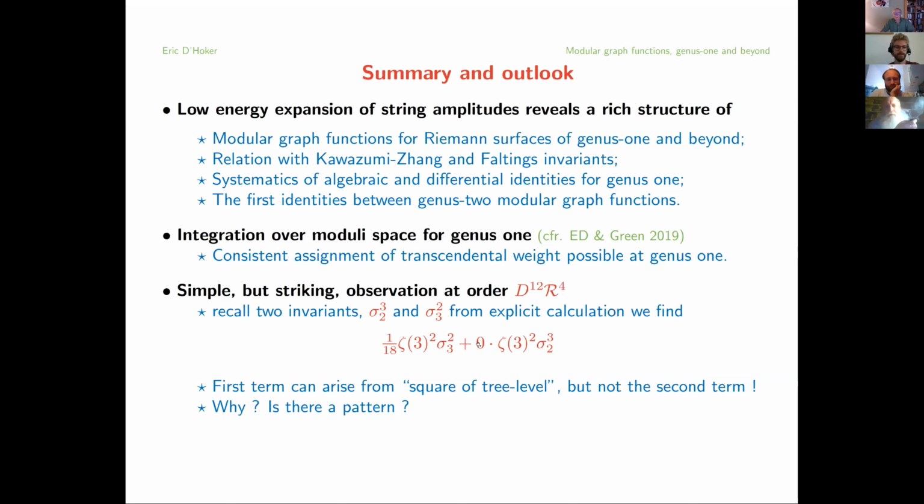Is there an explanation for this? Not so far. The only remark I can make is that the first one you can think of as emerging from the square of tree level, but the second one you cannot. So is this a pattern? Why is there a pattern? This is unknown. And only now are we starting to explore this kind of high order. And so I think a lot more will be to be said about this. Thank you very much.